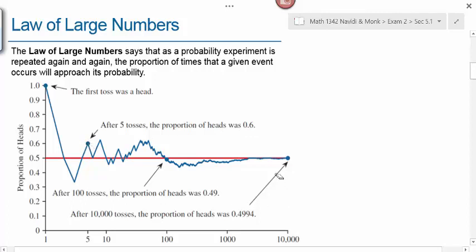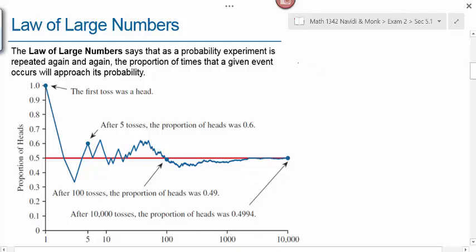If we go out to 10,000 tosses, notice how this number starts getting closer and closer to the 1/2 that we expect to get. This red line here represents our theoretical probability. This blue line is the empirical probability after we do so many coin tosses. The number of coin tosses are down here.